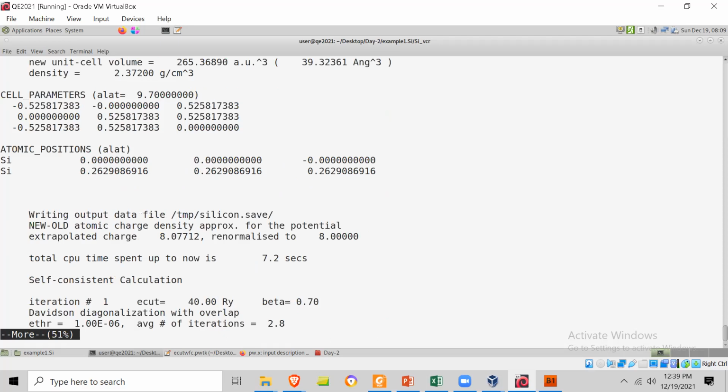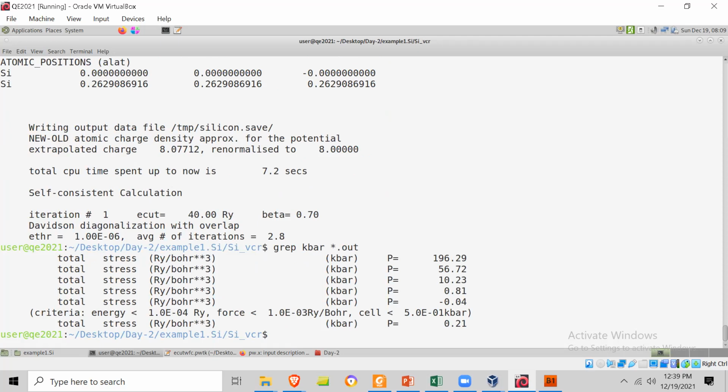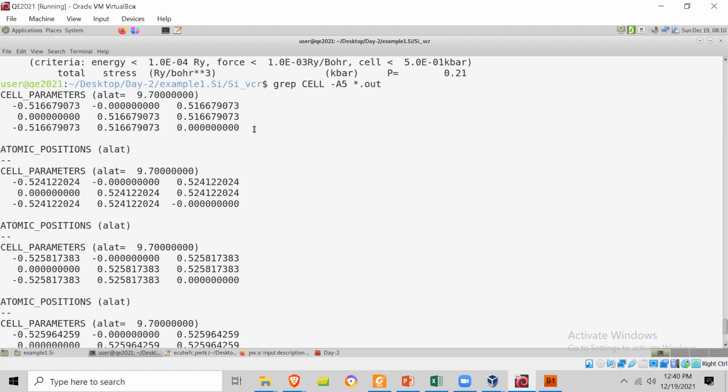So you can just grep that, grep E or K bar from the output file, and it'll give you the values that it came down to. So the total stress went down to 0.21 kilobars at the end of this. So it started from 196 and ended up with 21. 196 means it's compressed. It has a lot of pressure inside. It has to expand. So the other part you want to grep is the cell. So if you grep the cell and three lines or five lines after the cell, you're going to see how the cell parameters change. So you start with this parameter here, and then it ended up with this parameter here, right?